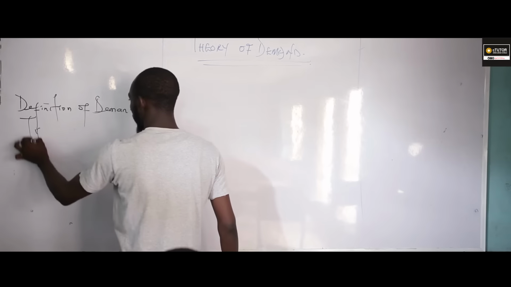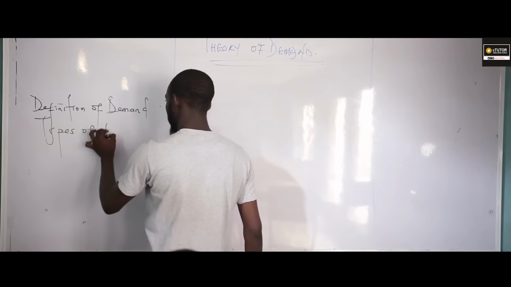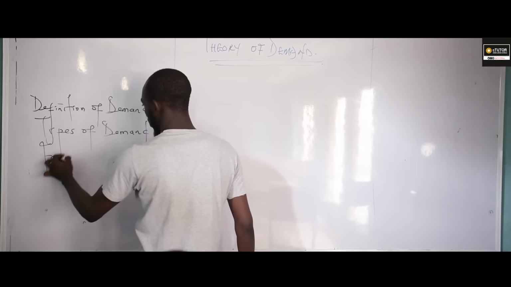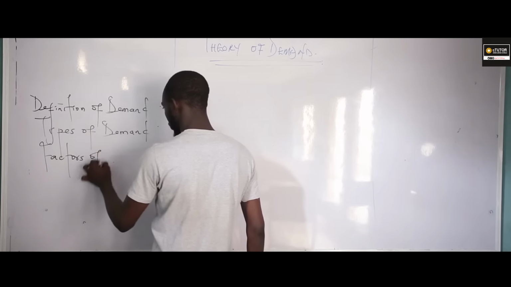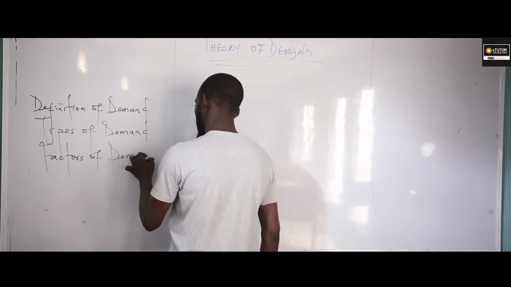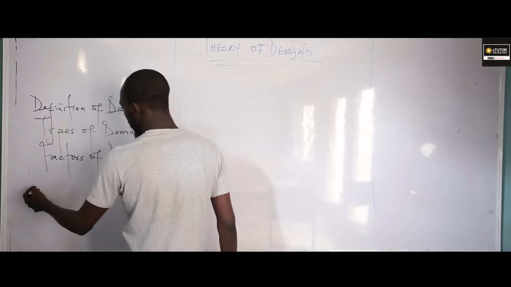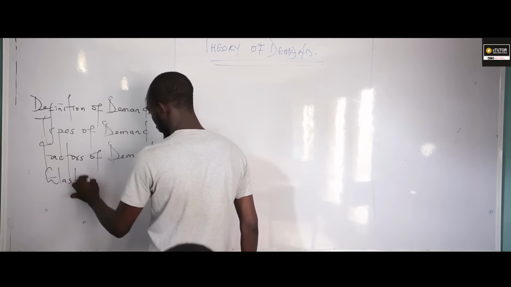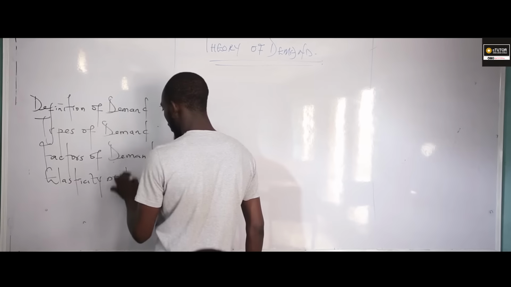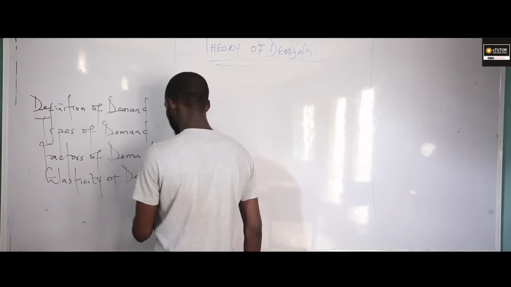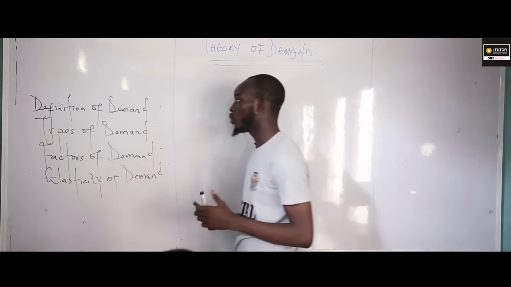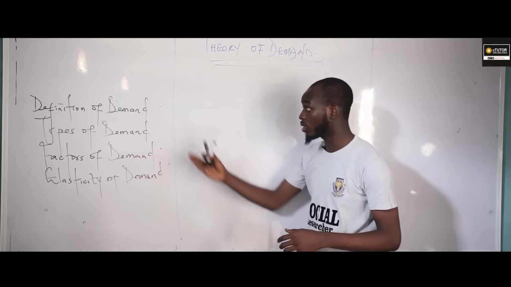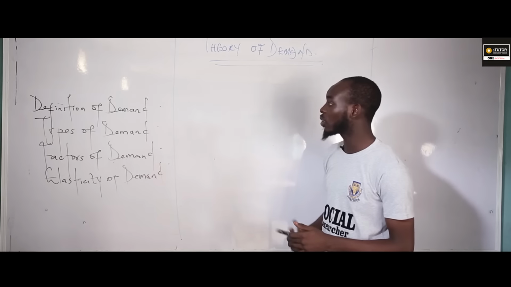The second thing I will be talking about is types of demand. The third thing is factors of demand. The fourth thing is the elasticity of demand. So, I think within the time frame, we should be able to talk about 2 to 3 things under what I highlighted on the board.